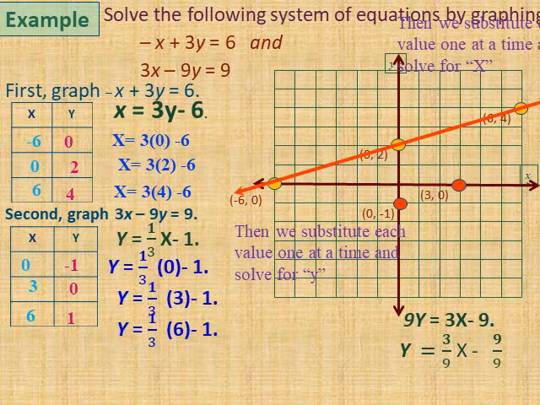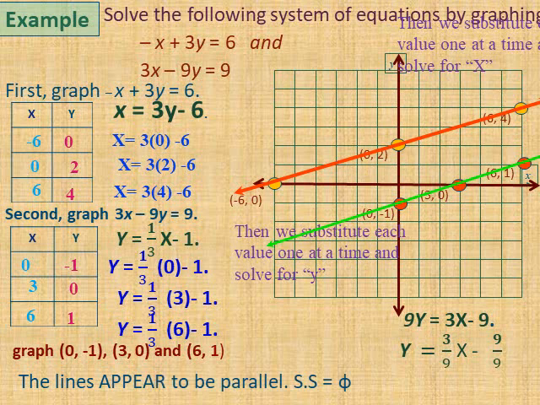Then put the point (6, 1). Graph the line which passes through the 3 points. So I have here 2 parallel lines. There is no intersecting point, or intersection point. Finally, the solution set will be phi, no solution.